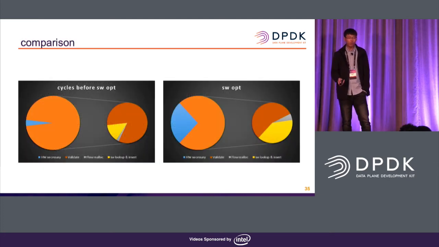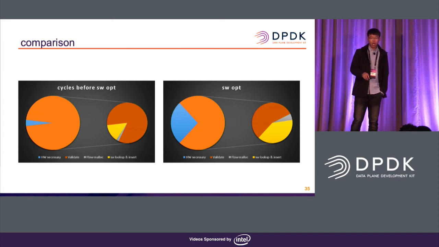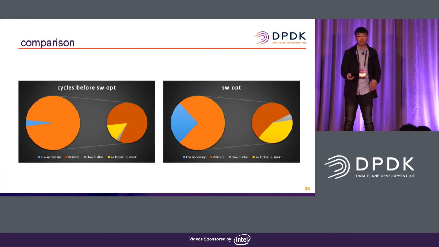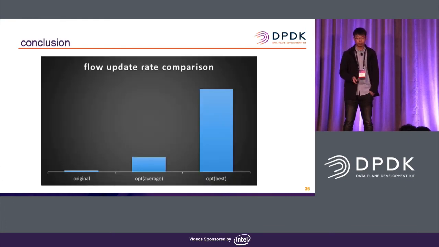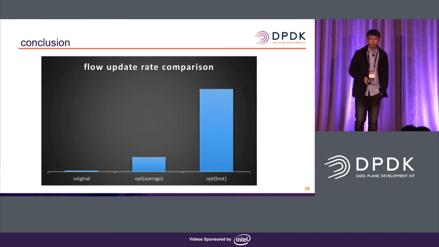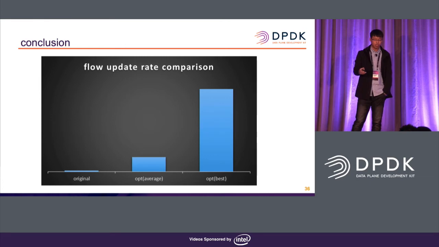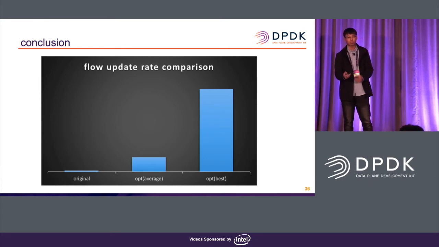Here's a comparison. We can see that although the software still takes a bigger part, the percentage has been reduced a lot. And in the average case, we can get a very good improvement. And for the best case, we can see a very huge improvement there.